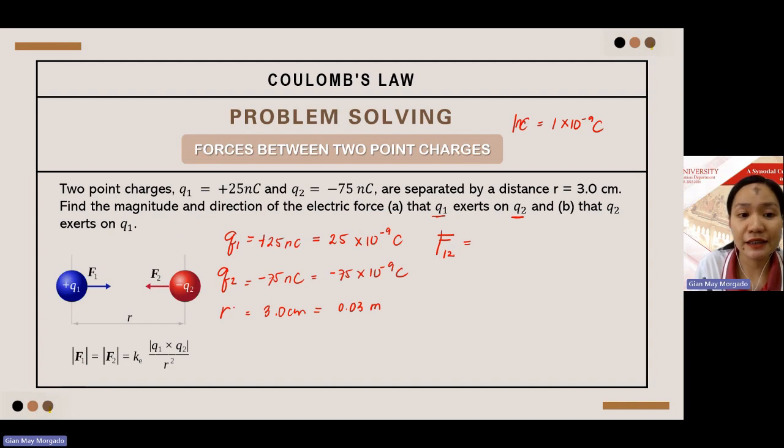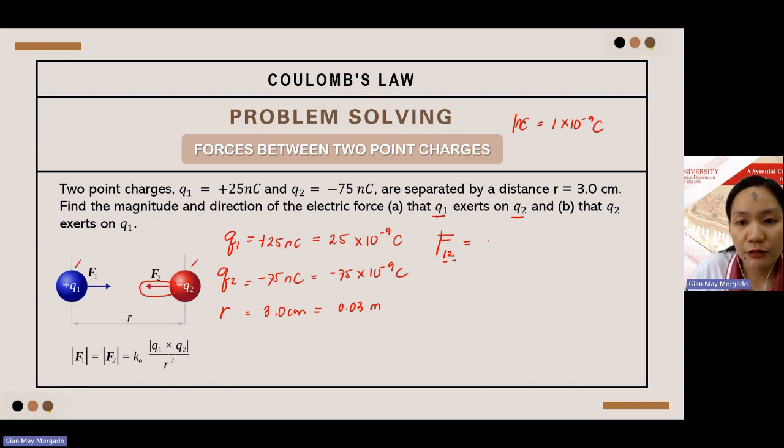If your answer is to the left, then you are correct. So the force to the left is the force exerted by the positive charge on the negative charge, or exerted by Q1 on Q2. It's this one. So Q1 is exerting the force on Q2. That's why our subscript is F sub 1, 2, force of charge 1 on charge 2. So it's a force to the left.